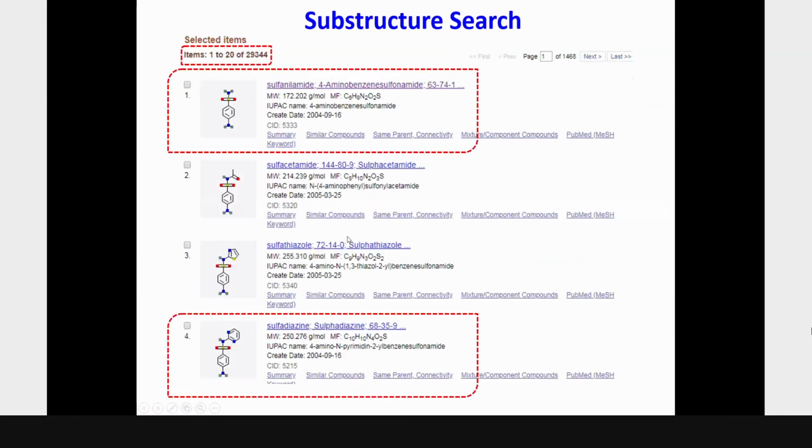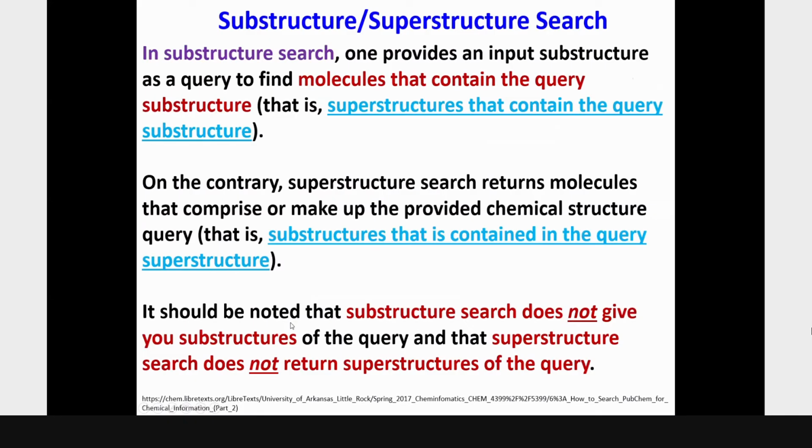I hope you are getting what I'm saying. It is mentioned clearly: it should be noted that the substructure search does not give you substructures of the query, and the superstructure search does not return superstructures, but it is the opposite way.